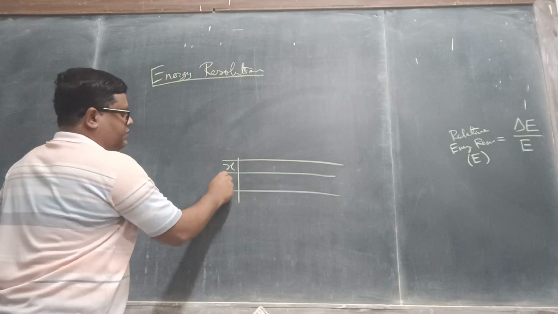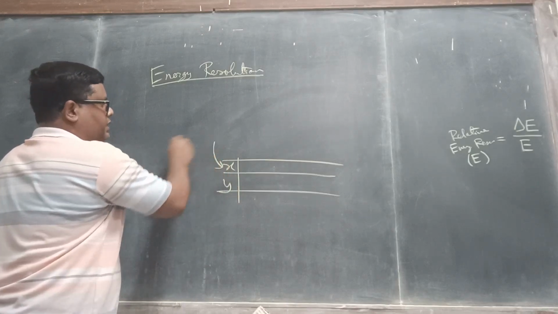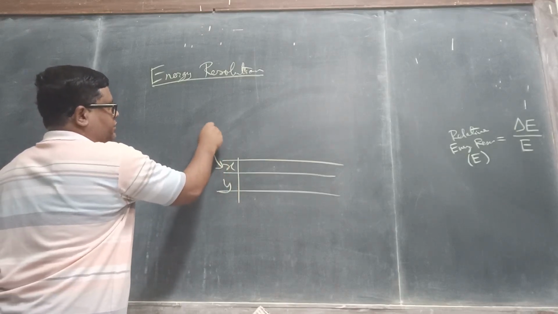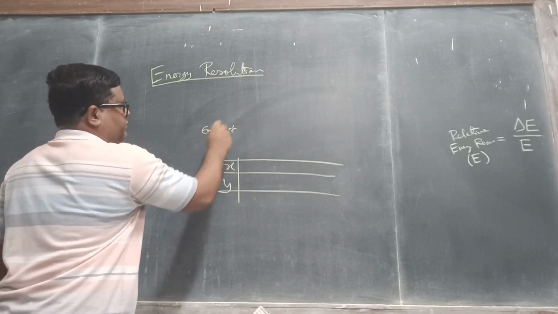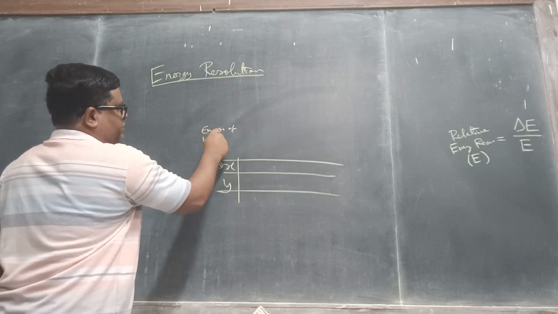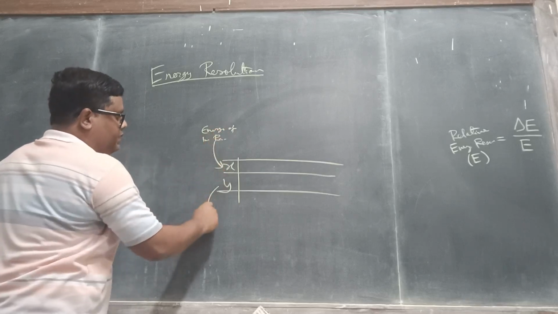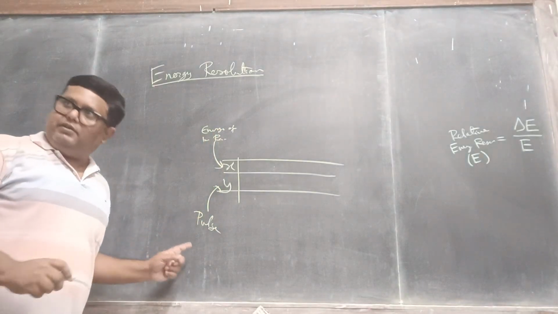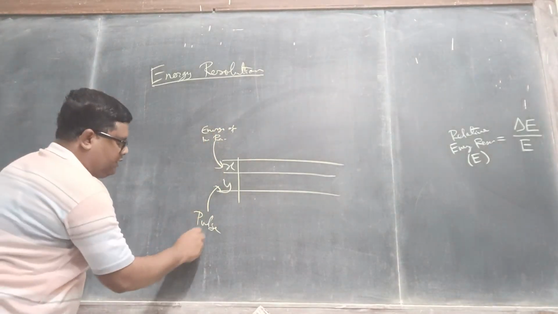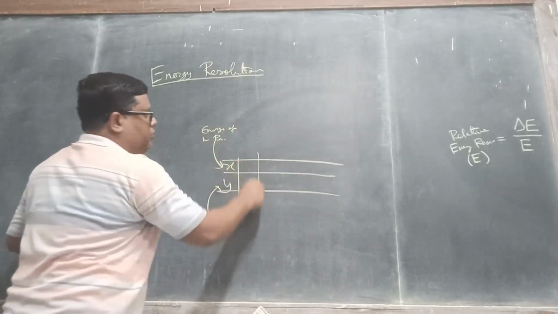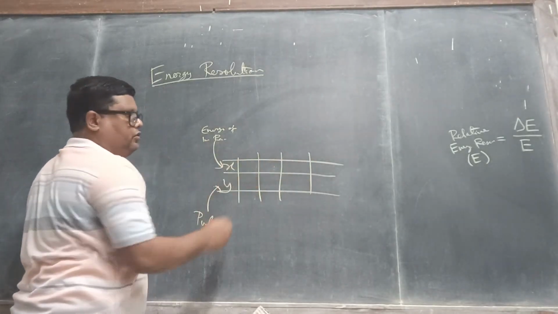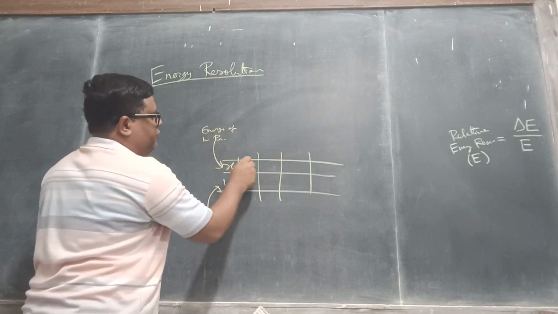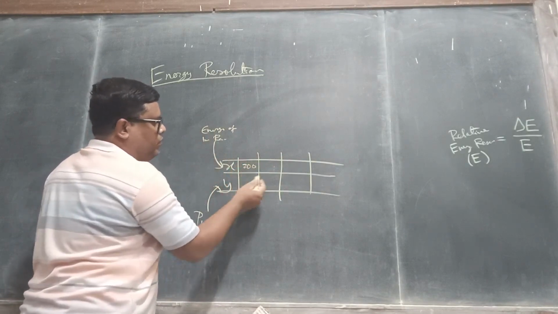So X and Y, what will be the X? X is, say, energy of radiation, incoming radiation, and Y is basically the pulse height, the signal that is generated, the pulse and its height. Now we can keep on doing this, so on and so forth. Let us take some numbers. Say for example 200. So what's the height?